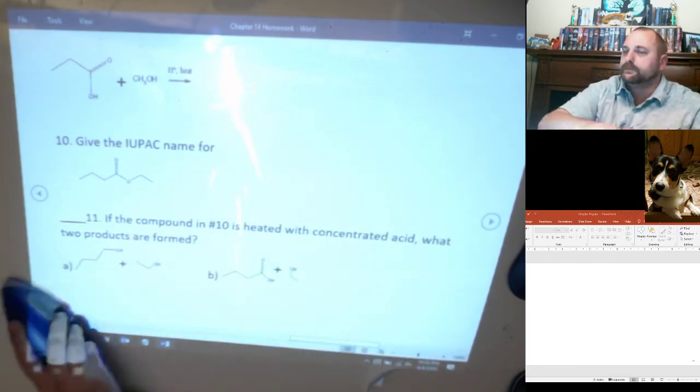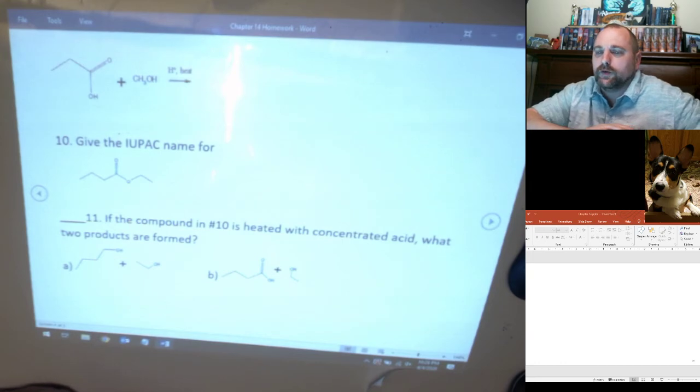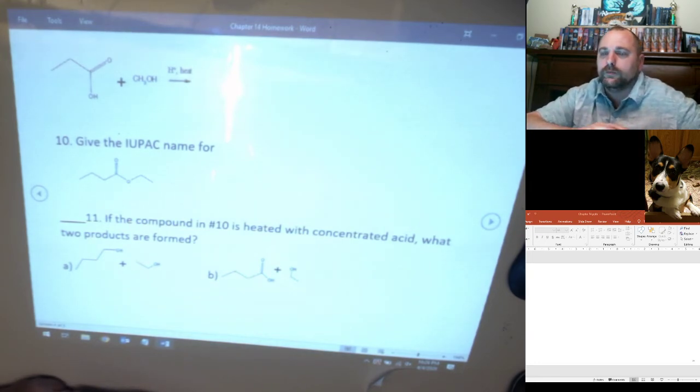All right, so I've got 3 screens, 2 computers. It's getting crazy.